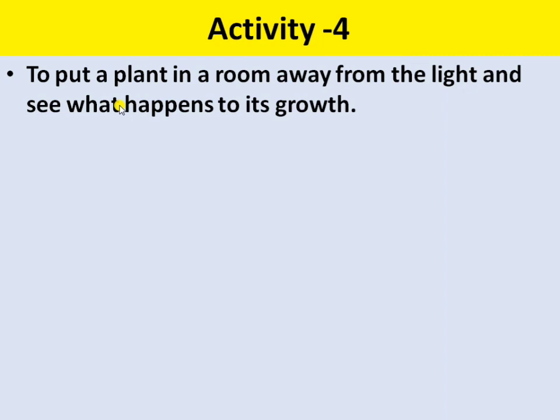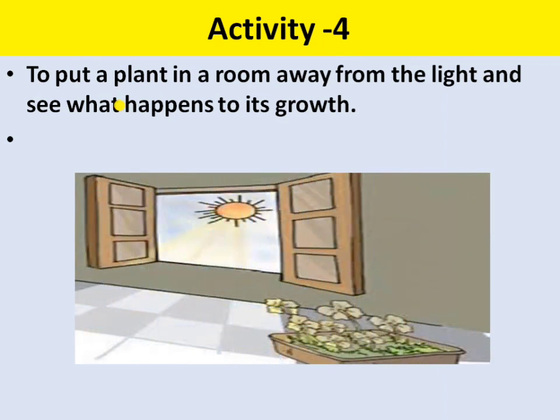Put a plant in a room away from the light and see what happens to its growth. As you can see in this picture, firstly you have to place a potted plant in a room, a little away from a window through which sunlight enters sometime during the day. Then continue watering the plant for a few days.